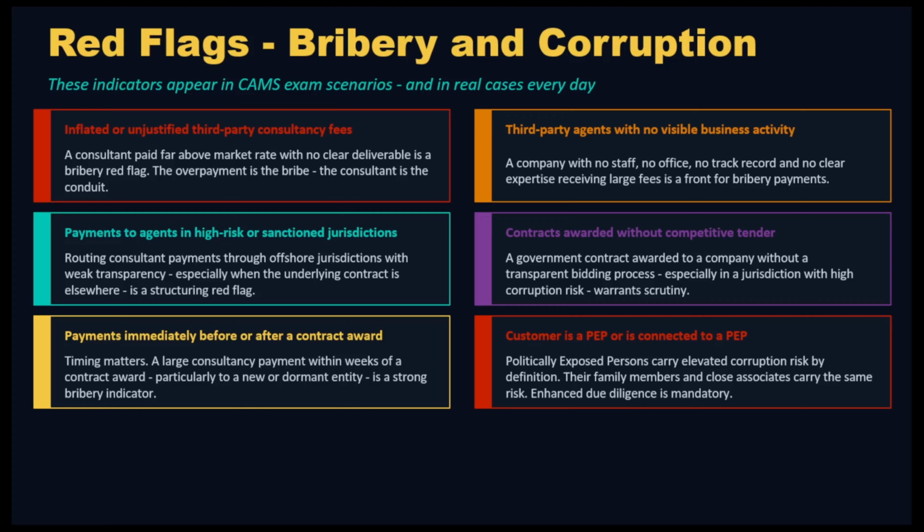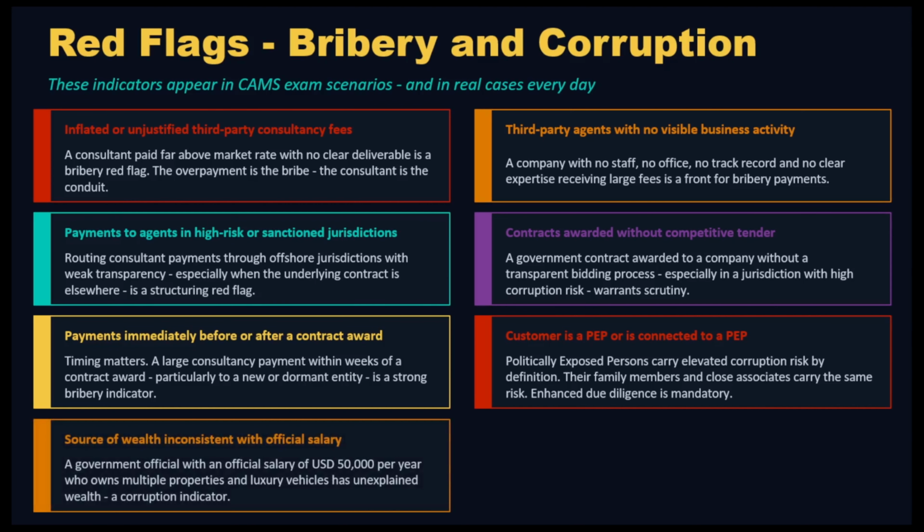That's the reason, because they want to know during your KYC whether there is a potential chance of corruption payments. Okay. So the next thing is source of wealth, if it is inconsistent with the customer's official salary or known business activity. A government official with a USD 50,000 annual salary who owns multiple properties and luxury vehicles has unexplained wealth.